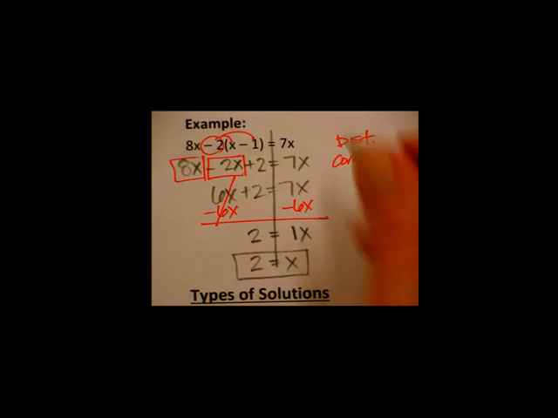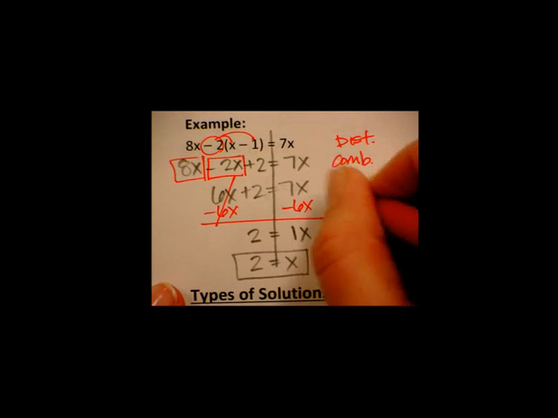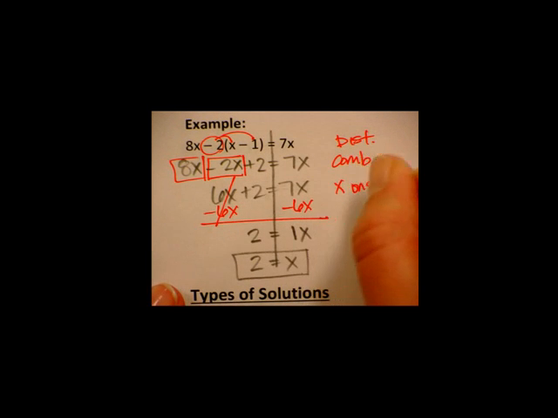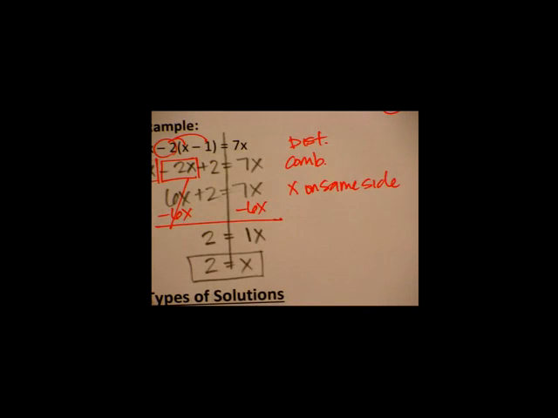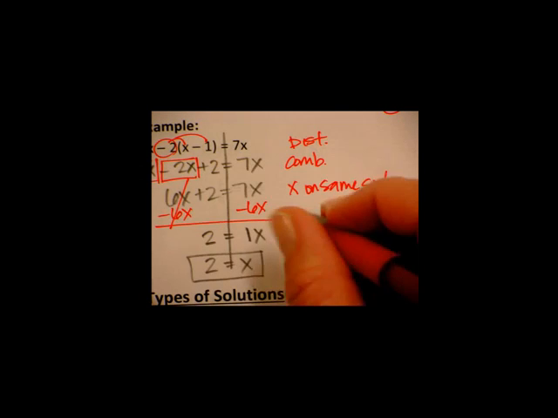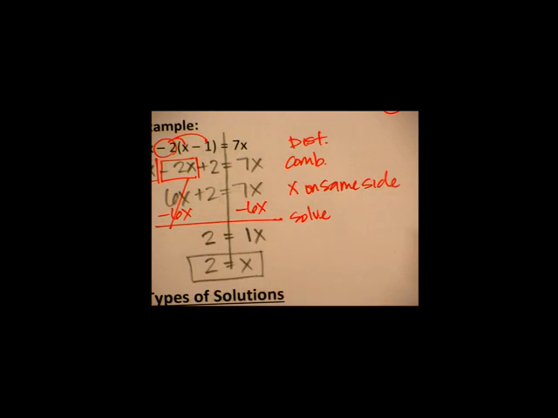Let's go back to this one. We distributed, we combined like terms. We get x on the same side, and we solve if we can. In this case, we only had the 1 there. We didn't have anything else we had to do. So that's not so bad.